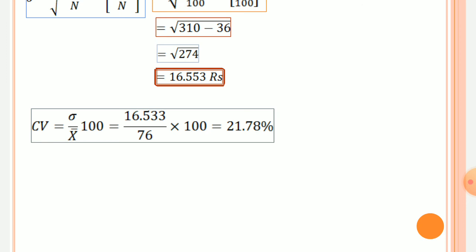21.78%. Therefore, this is the way in which we are going to compute standard deviation and its coefficient of variation by using both the methods, arithmetic mean or actual mean and assumed mean.